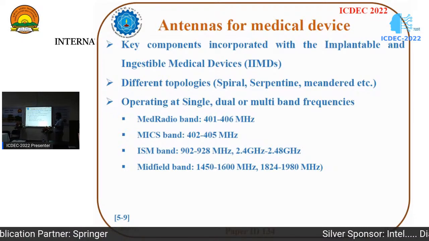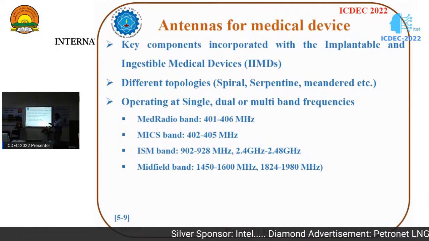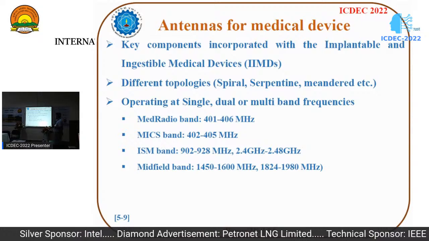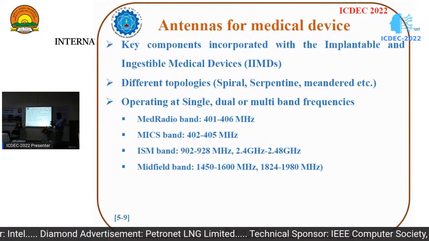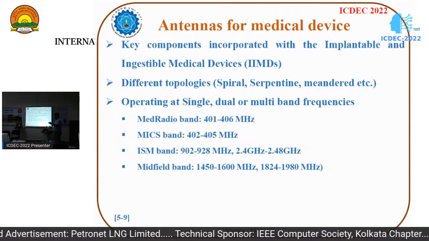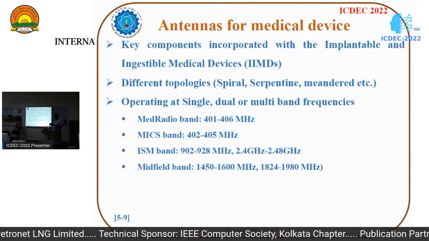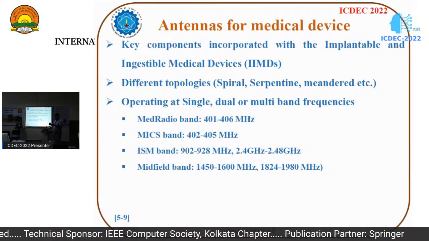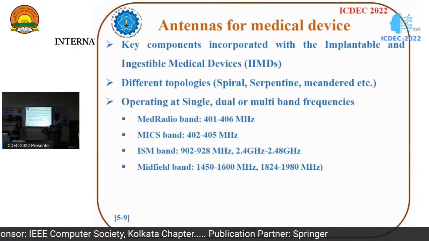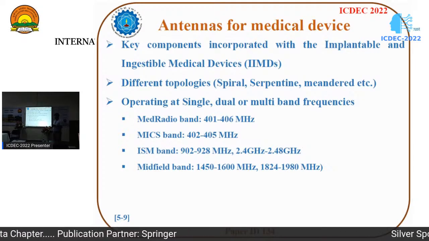But many literatures have reported many different topologies such as spiral structure, serpentine structure, meandering structure. Why are these topologies selected? As we all know, if a device is supposed to be put on a body, or implanted inside our body, that should be very small.